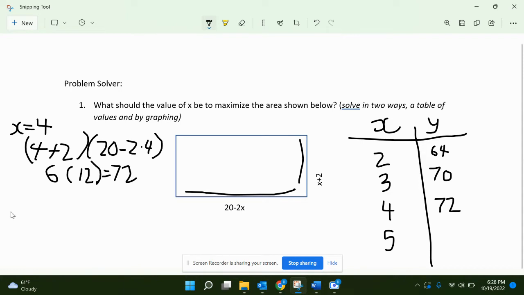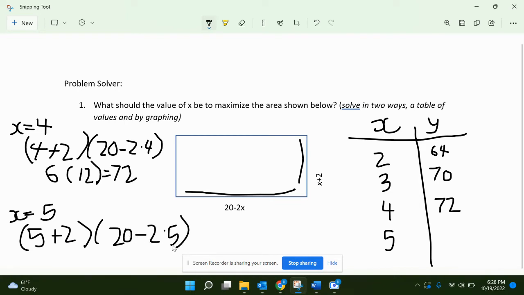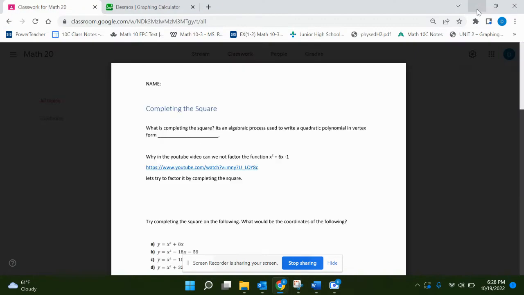Okay, x equals 5. Okay, so at 5, we're going to have 5 plus 2 times 20 minus 2 times 5. Okay, so this is 7 times 20 minus 2 times 5 is 10. So 20 minus 10 is 10. Oh, look at that. We got a 70 again. Yeah, so table of values method, you can definitely see that 4 is the top value.